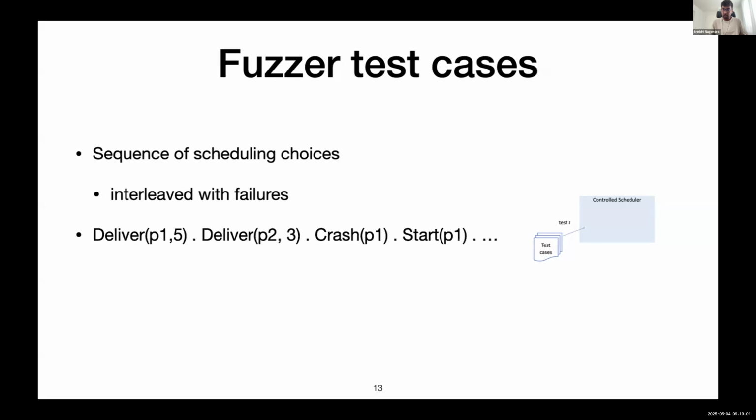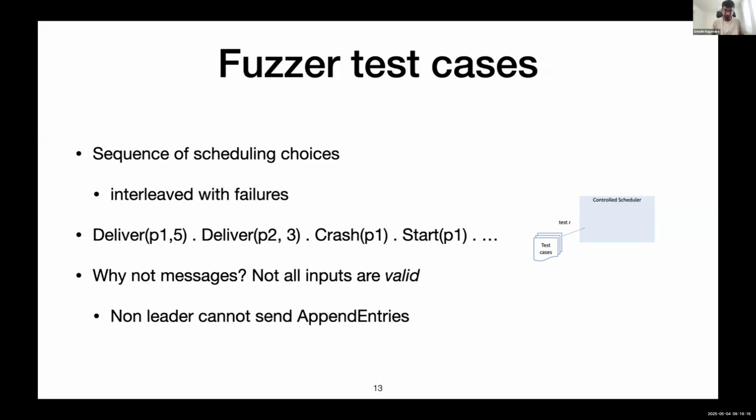So this is our test case. You have a sequence of these actions. You can say deliver 5 messages to a process, 3 to another process, crash a process, or start a process, and so on. So this is the input that we randomly generate and feed to the program.